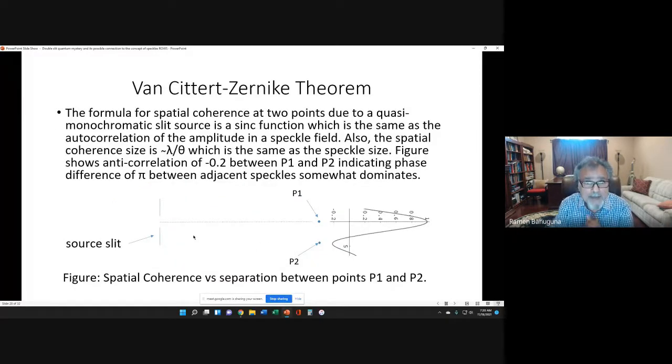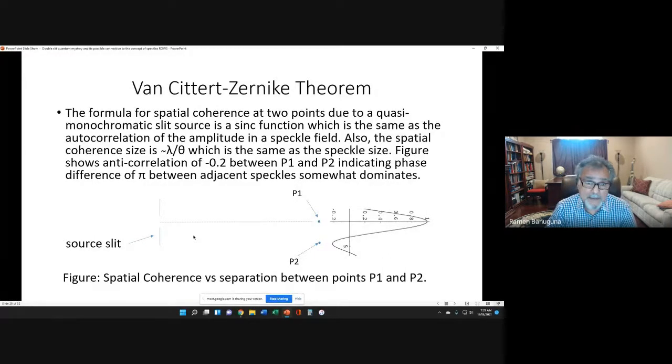Now I'm going to talk about the Van Cittert-Zernike theorem. This is a very interesting theorem. If you have a slit source, then you get a curve like this for the coherence. If you separate the two points, P1 and P2, by an appropriate distance, P1 is falling at the center and P2 is falling at the dip, which is negative, actually. It shows a negative correlation of -0.2.